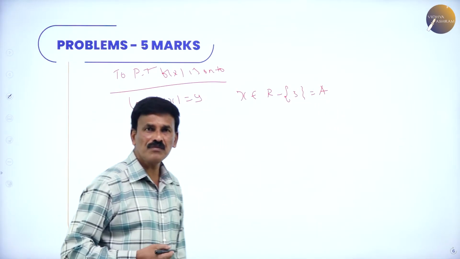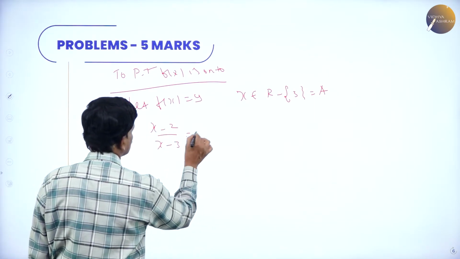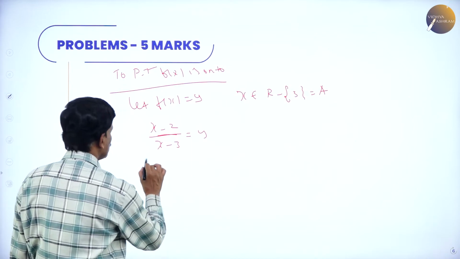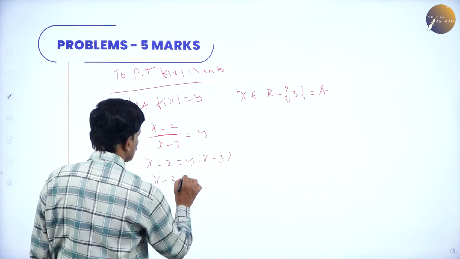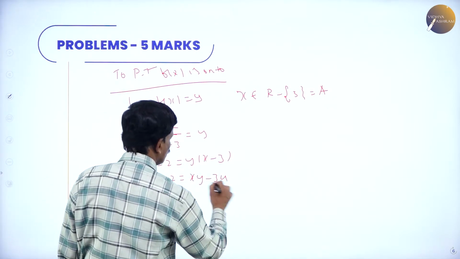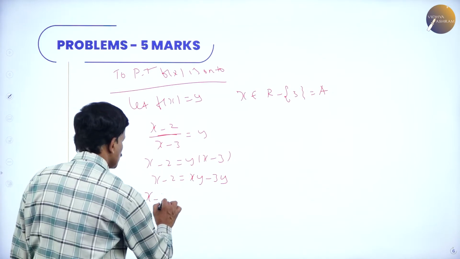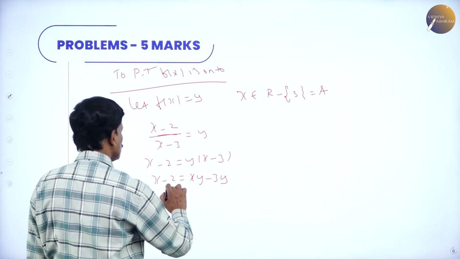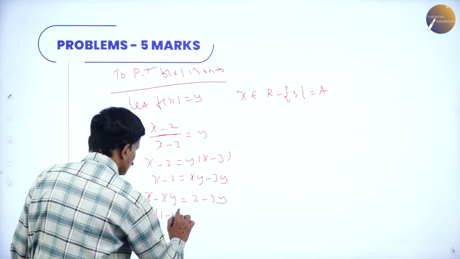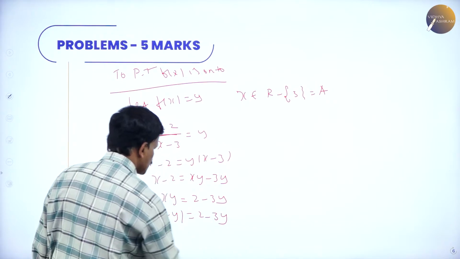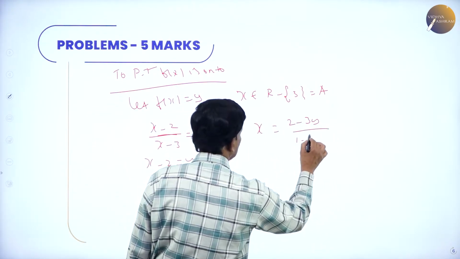Right. Now, what is f of x? Substitute the value of f of x. f of x is x minus 2 by x minus 3 is equal to y. Cross multiply it and simplify it. x minus 2 is equal to y into x minus 3, or x minus 2 is equal to xy minus 3y. Okay. Now, transfer this. x minus xy is equal to, and minus 2 becomes plus 2, 2 minus 3y. You can take x common factor. x into 1 minus y is equal to 2 minus 3y. So, therefore, x is equal to 2 minus 3y divided by 1 minus y.